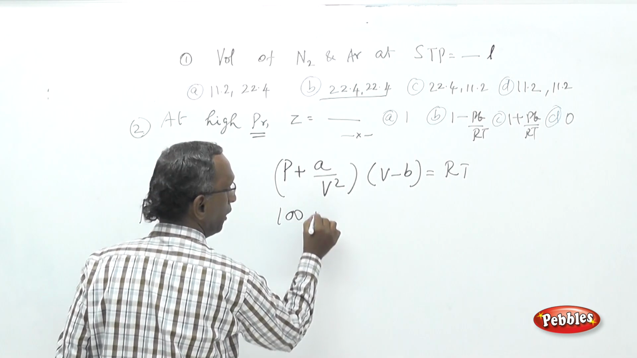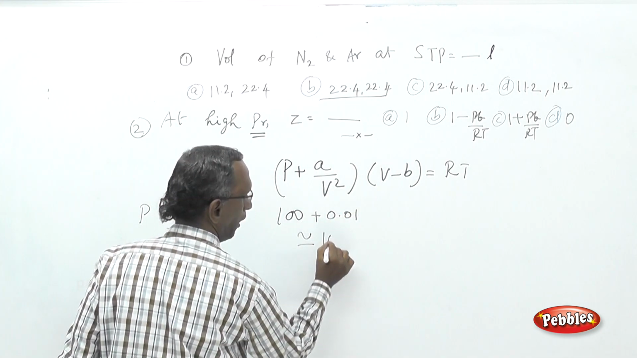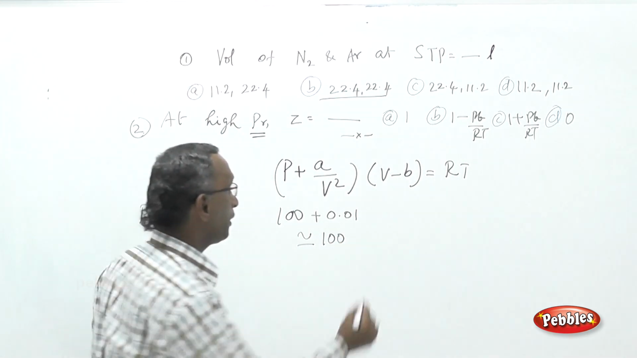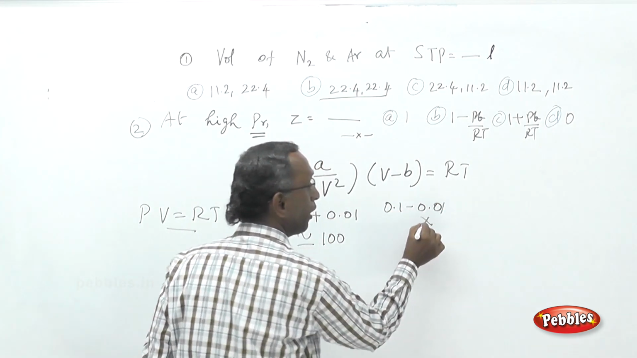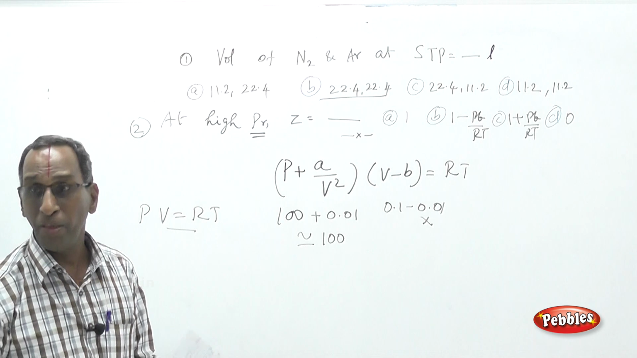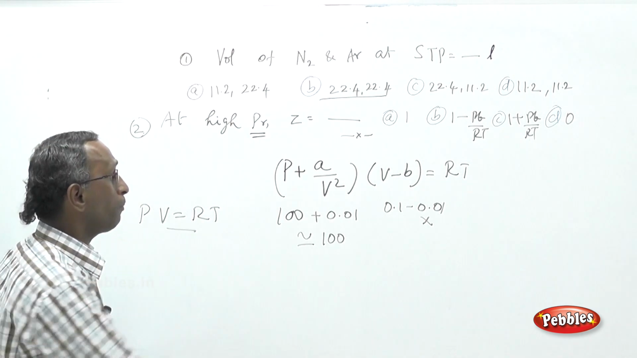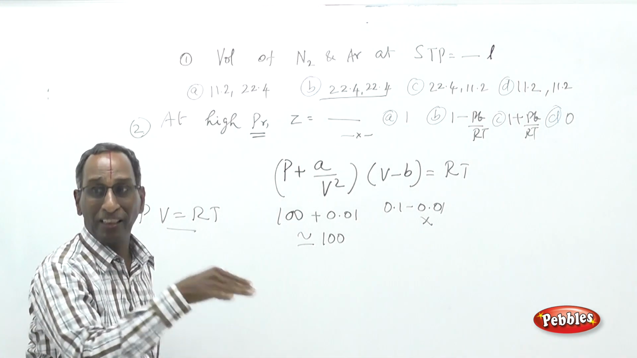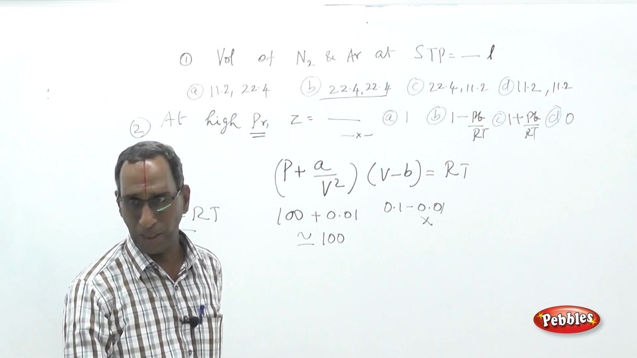Pressure is 100 and a by V squared is 0.01. It is almost equal to 100; 100.01 or 100 both mean the same. But if it is 0.1 and 0.01, you cannot neglect. Here b cannot be neglected. So at high pressure, the pressure is very high, so that the a by V squared term is negligible compared to pressure.